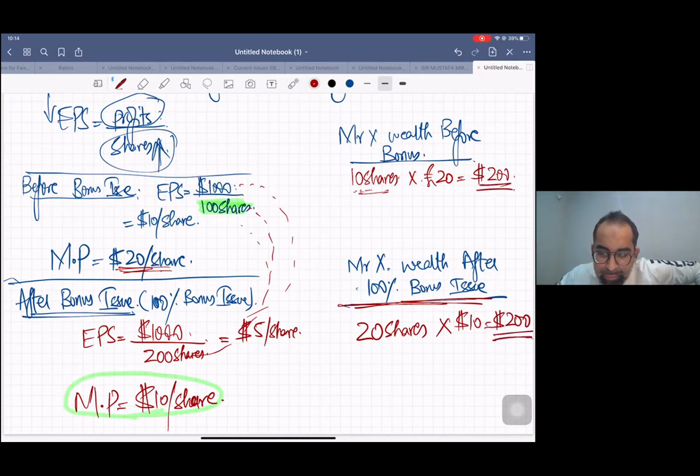Look at the fact. See, before bonus issue, the wealth was $200. And after bonus issue, the wealth again was $200. No change in the wealth of shareholders. Look at it with your open eyes.